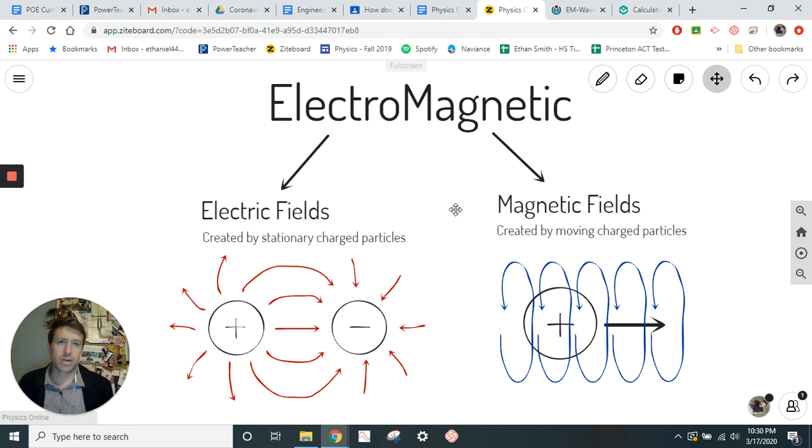So if I had a stationary charged particle, it would have an electric field around it, right? Which essentially just says if I had a positive particle and another positive particle, they'd push away. If I had a positive particle and a negative particle, they'd pull together, right? But when they're stationary, we have an electric field. Now, when those charged particles start to move, then we get this magnetic field, which has a particular direction based on the motion of that charge. So that's how we have an electric field and a magnetic field.